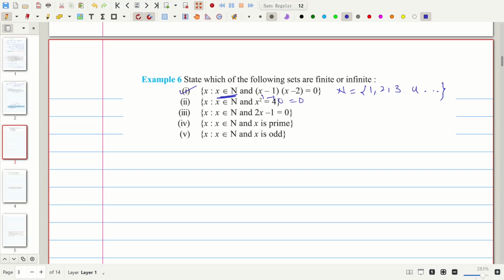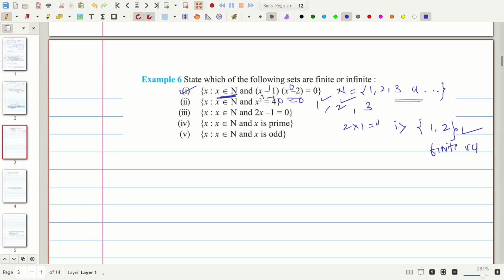So 1 is satisfied. If we take 2, then 2 minus 1 is 1, and 2 minus 2 is 0, so 2 is also satisfied. If you put 3, then 3 minus 1 is 2, and 3 minus 2 is 1, it will not be 0. The other numbers are not 0, only 1 and 2. So we can express this example as the set 1, 2. This is a finite set.